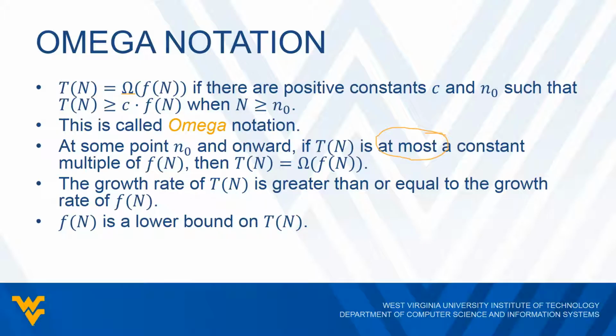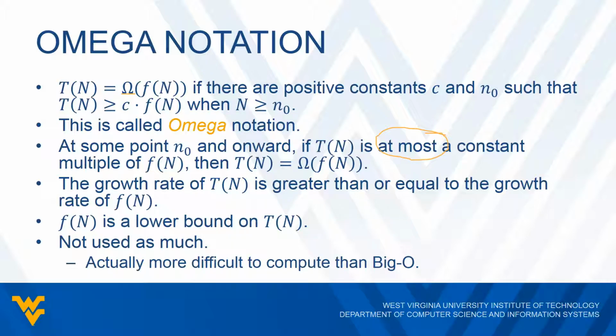Now, the one thing I will say about this particular notation is that it's not used as much compared to the big O notation. One of the reasons is that it's actually more difficult to compute than the big O. Big O notation is not too difficult to compute. You can always put together some upper bound. It may not be a great upper bound, but you can come up with an upper bound for just about any algorithm. Coming up with a lower bound for an algorithm is a lot more difficult.